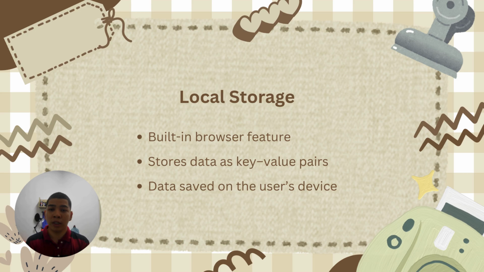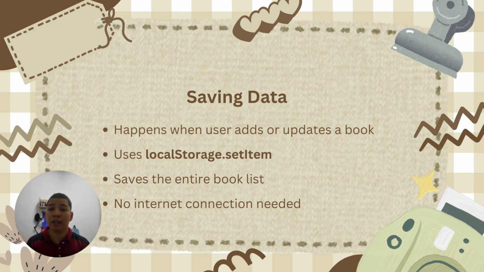For local storage, it is a built-in feature of the web browser that allows applications to store data directly on the user device. This means the data does not disappear when the page is refreshed. For extra notes, we can read the points that are written there. Then, saving data. When a user adds or updates a book, JavaScript uses localStorage.setItem to save the book list. The data is stored automatically in the background without the user noticing.